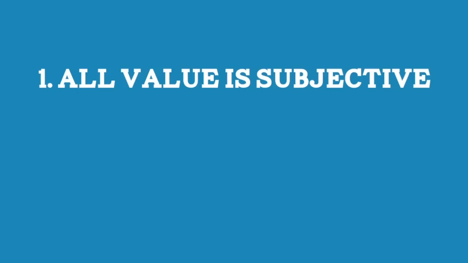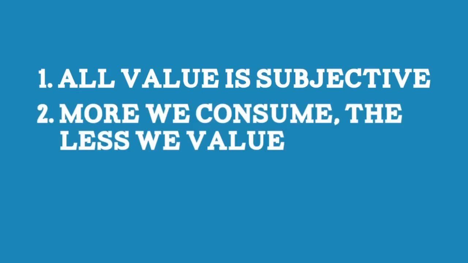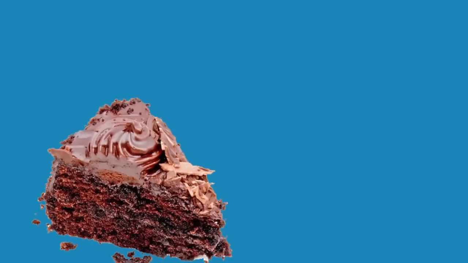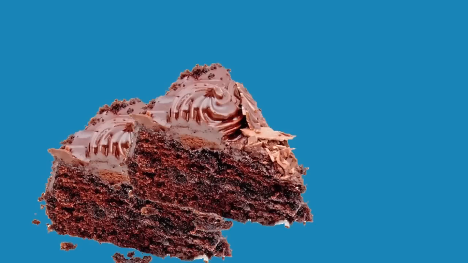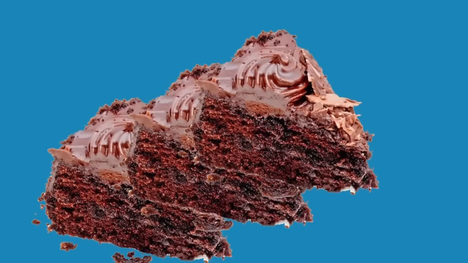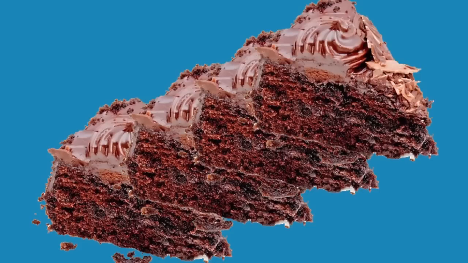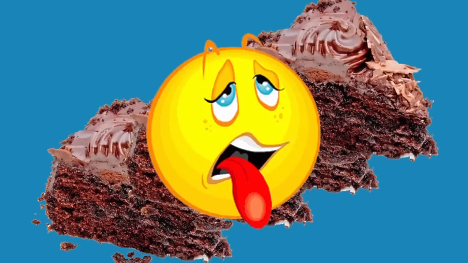First, all value is subjective. Second, the more we consume of something, the less we value it. The second point is known as the Law of Diminishing Returns. The first slice of cake tastes better than the second or the third slice of cake. In fact, most people reach a point where another slice of cake might even make them feel queasy.